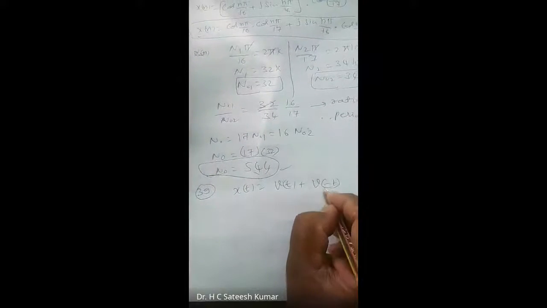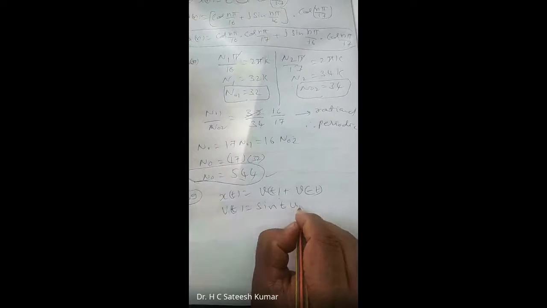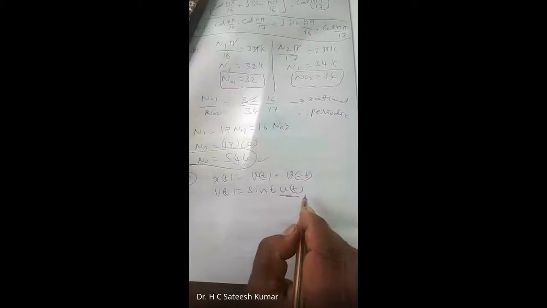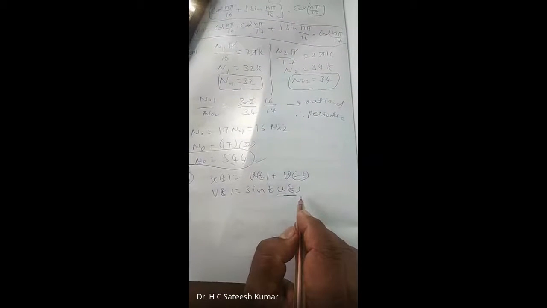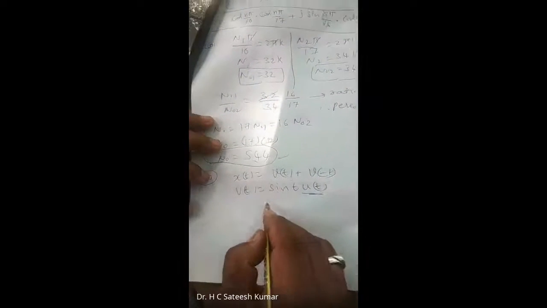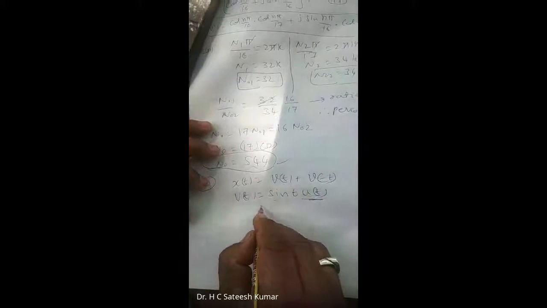This is an examination problem from your prescribed textbook, where v of t is equal to sine t into u of t. What is sine t into u of t? Sine function, and u of t is only a range. Its value is 1 from 0 to infinity. Before 0, its value is 0. Therefore, the sine function also will become 0. So v of t is the thing, but the sine function only for positive values. So first I will write v of t.